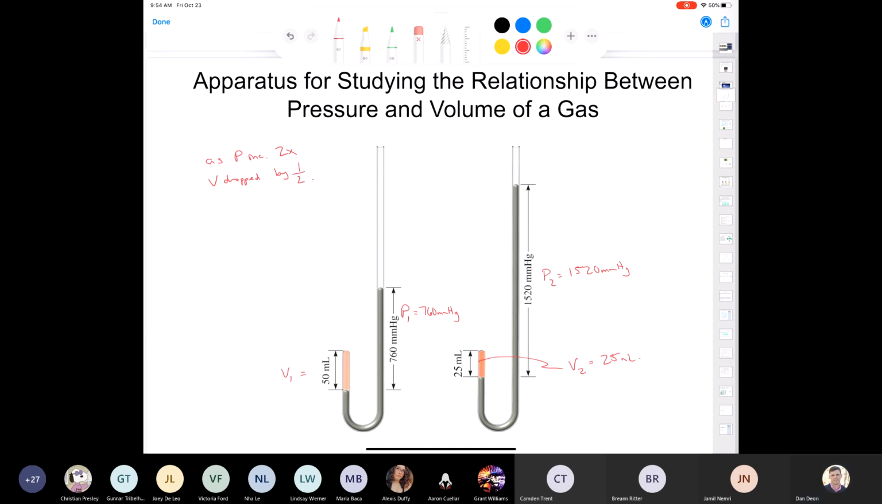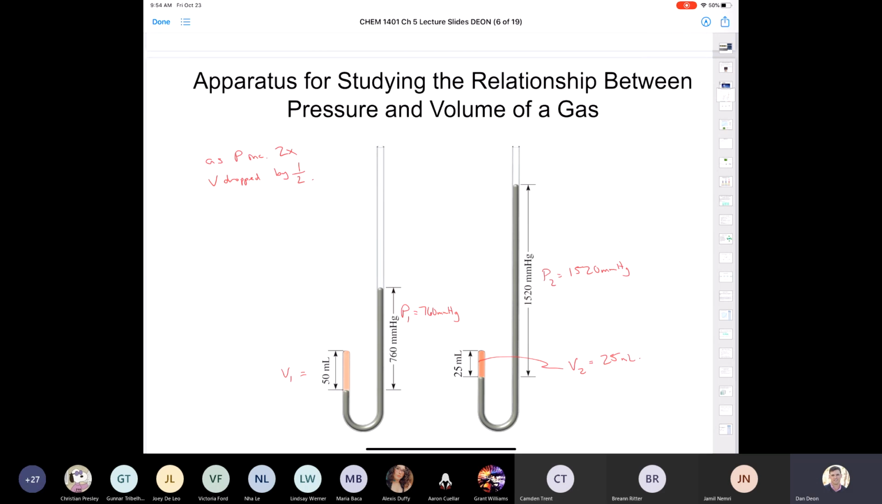By a half. This is interesting. And we can actually make a plot of this, okay? If we do this scenario for a bunch of different pressures, we can make a graph of pressure versus volume. Now, before we move on, I want to point out something very important here.